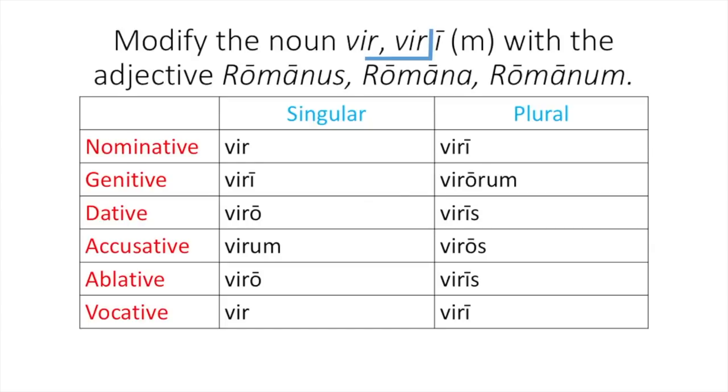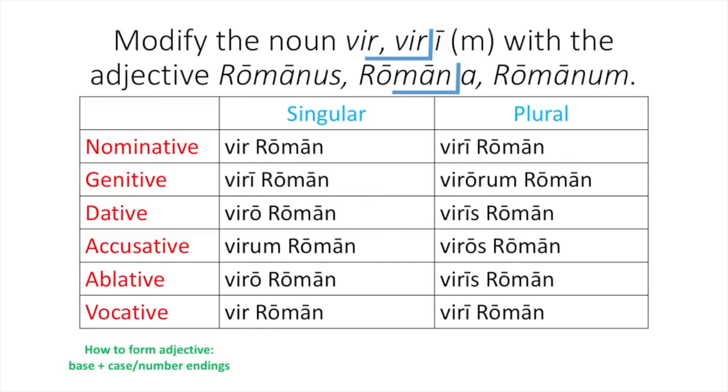Now we need to add our adjective endings and adjective to our noun that it will modify. So, as you remember, to decline a noun, you need to get its base and case and number endings. You get the base of an adjective by using the feminine singular nominative form, removing the a, your nominative singular ending, and then you have your base. Here it's Roman. You can use this for all of your forms, and then we will talk about what case and number endings to add on to Roman.